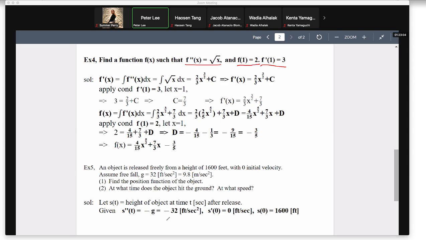And if you look at example 5, we have the second derivative. Instead of f, we have s. Instead of x, we have t. But we actually have the second derivative right here. This gives the constant function here. And then we have the position and s prime. S prime, the derivative of the position function, is actually the velocity.